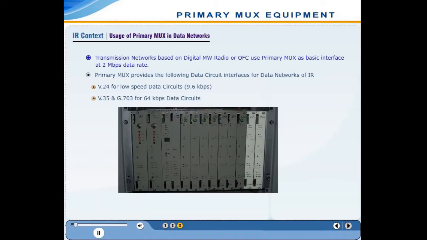Transmission networks based on digital microwave radio or OFC use primary MUX as basic interface at 2 megabits per second data rate. Primary MUX provides the following data circuit interfaces for data networks of Indian Railways: V24 for low speed data circuits, that is 9.6 kilobits per second, V35 and G703 for 64 kilobits per second data circuits.